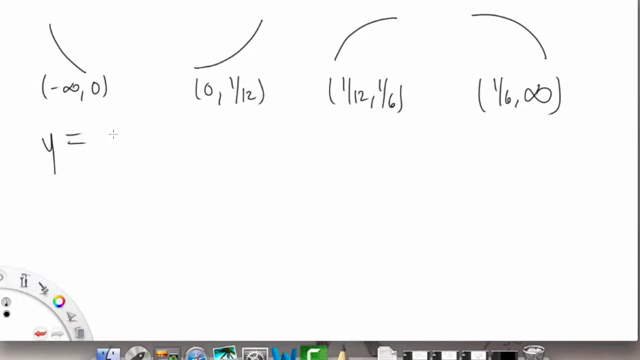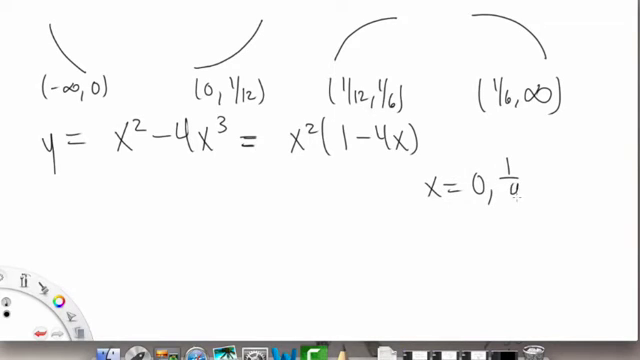So again, our original function was y is equal to x squared minus 4x to the third. What we can do here is pull out an x squared, so we get x squared times 1 minus 4x. So we see that we have x-intercepts at 0 and 1 over 4. When we draw our graph, we have x and y. This is going to be a little bit tricky because we're dealing with a bunch of fractions. We have our critical points at 0, 1 over 12, 1 over 6, and then we have to have this 1 over 4 here.